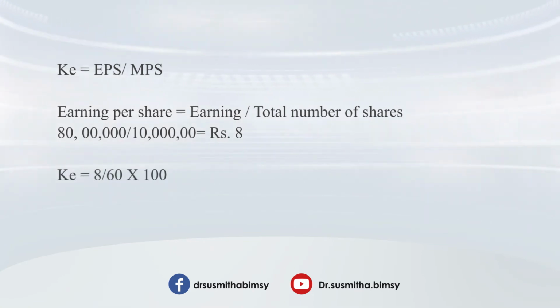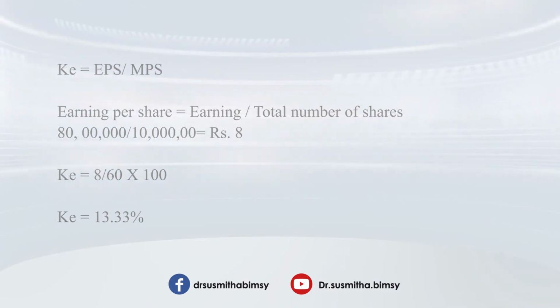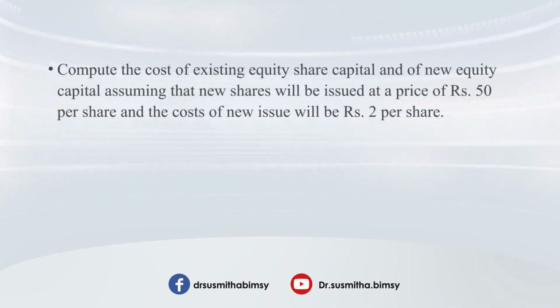Then apply it in the formula, that is KE is equal to EPS by MPS. EPS is rupees 8, divided by MPS 60. 8 by 60 into 100, you will get 13.33%.